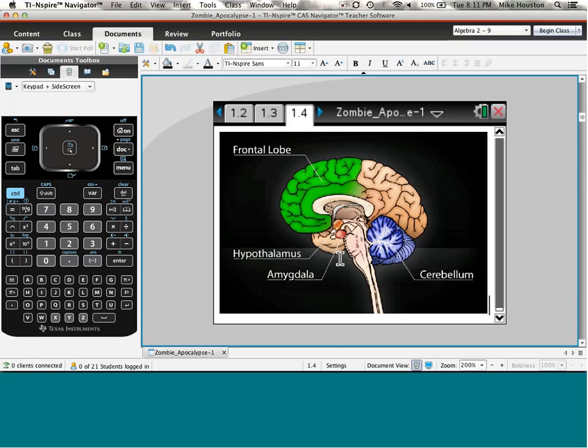And then zombies are mean. I've not ever seen zombie movies I like where the zombies are particularly nice. So what region of the brain is responsible for just out-and-out rage? That would be the amygdala.